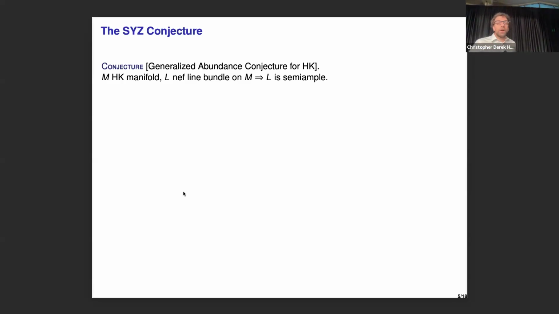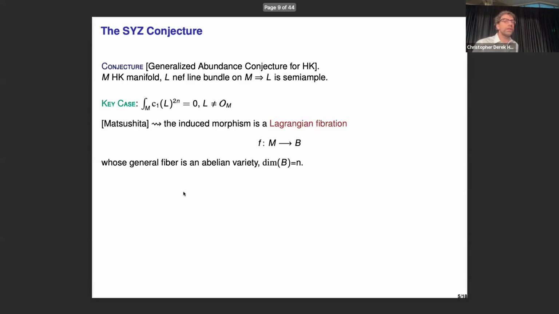And by the base point free theorem, it's not so hard to see that there's only one case to worry about, which is the case where the line bundle is not big. Or said in a topological way, if I take c1 of L, raise it to the power 2n, and take the integral, I want this to be 0, and L to be nontrivial, otherwise it's easy to understand.